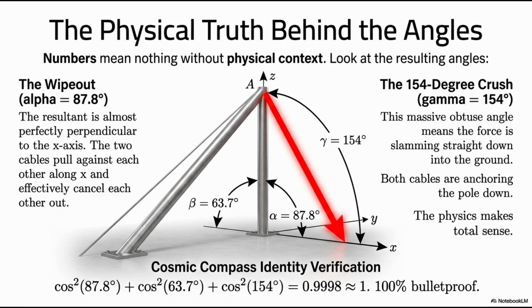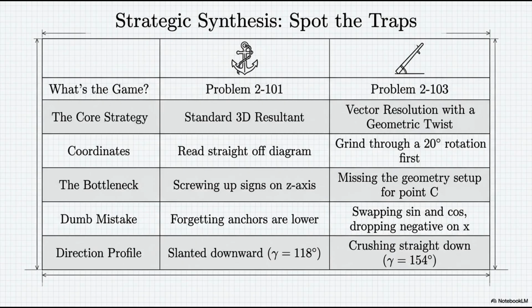And gamma equals 154. It is a massive obtuse angle, meaning the force is slamming straight down into the ground. Both cables are anchoring it down. So the physics makes total sense. Let's do a quick final check with our cosine identity. It's 100% bulletproof. Let's take a step back and look at how these 2 problems stack up against each other. It'll help you spot the traps on an exam.